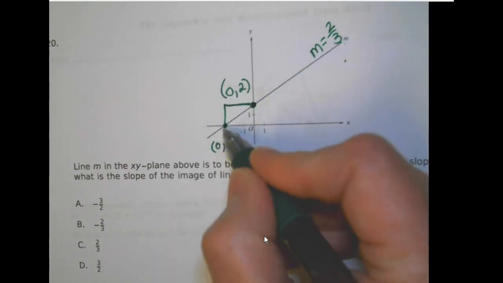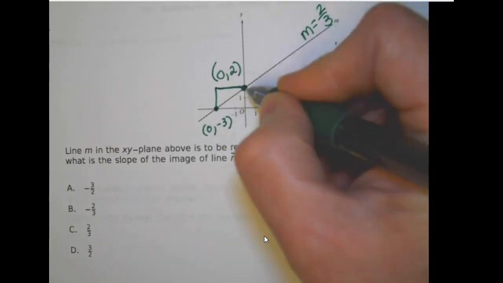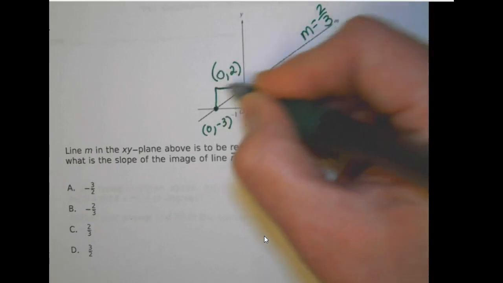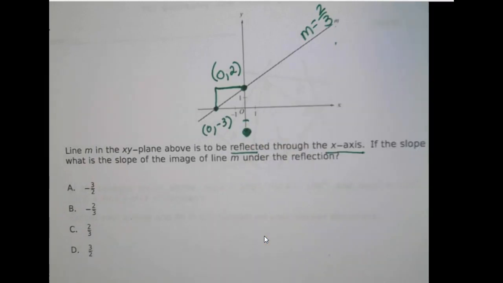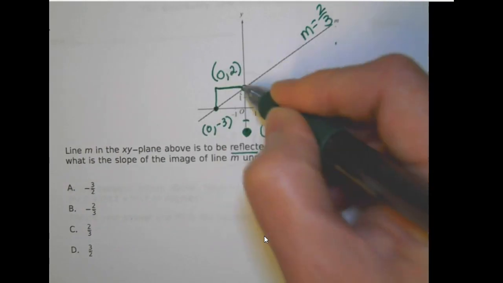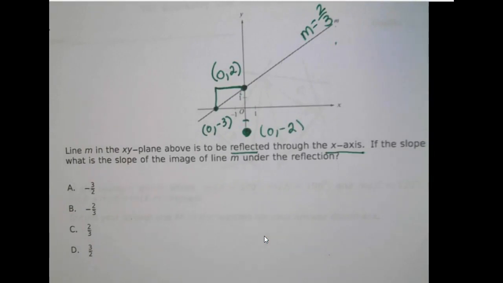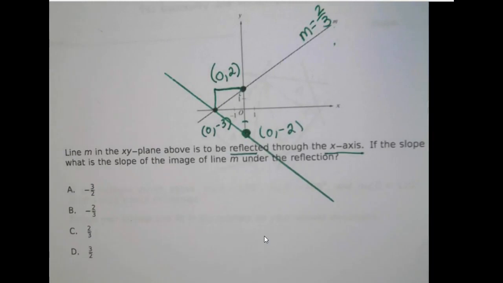Now, if this point is on the x-axis, when I reflect, is it going to move? It's on the x-axis. It's going to stay right there. If I reflect it over the x-axis, it's not going anywhere. But if I reflect this over the x-axis, where is this point going to? Would you agree with that? That this point right here, if you reflect it over the x-axis, is going to go down here to (0, -2).